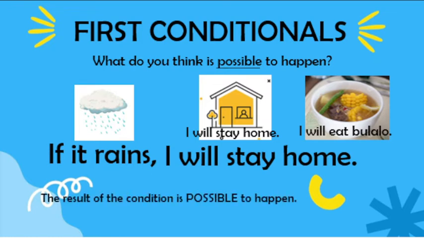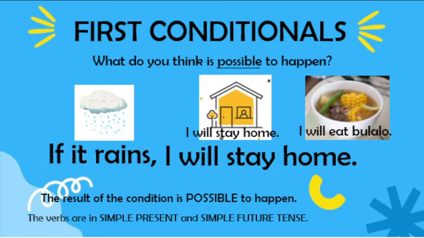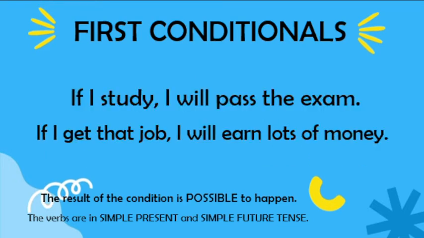The result of the condition is possible to happen. Remember, in the zero conditional, the result is surely to happen. Expect that the result of the condition, expect that that is the result if the condition is met. Alright? Okay. The verbs are in simple present and simple future tense. Rains, will stay. Rains, simple present, will stay, simple future tense.